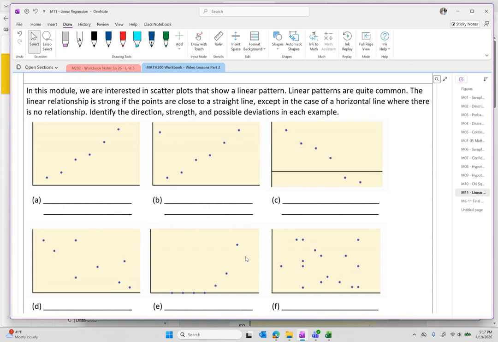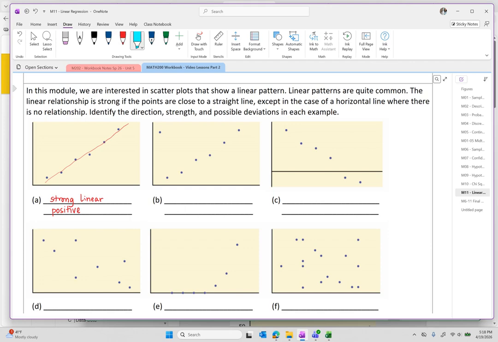So scatter plot A here indicates that the points look like they are close to a straight line. So this is a strong linear correlation. It's also positive, because I see that the line ascends from left to right, which means increasing x matches with higher values of y.